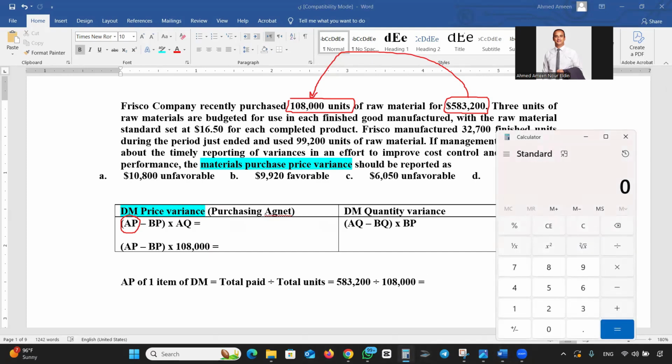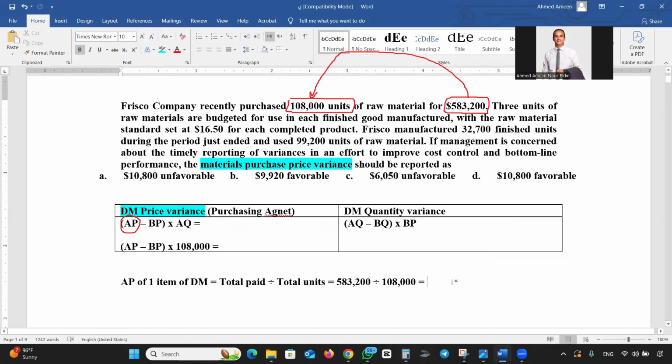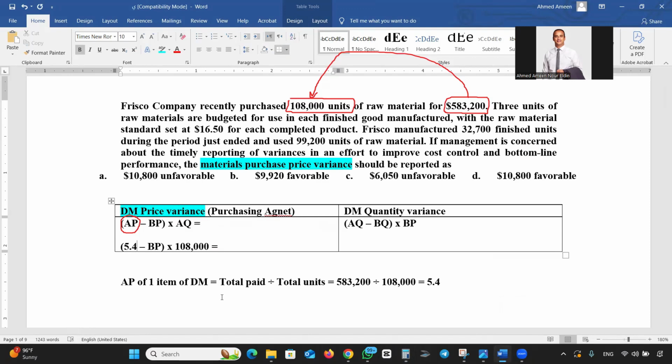So 583,200 divided by 108,000 is equal to 5.4. So the actual price here, meaning the actual price per unit, is 5.4. I'm now searching for the budgeted price per unit.